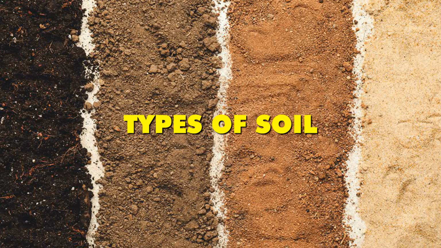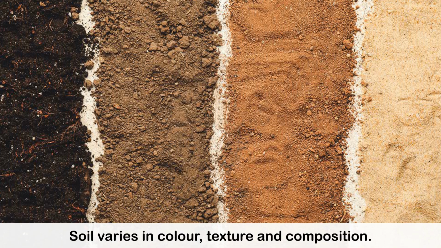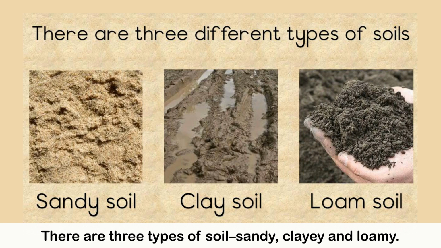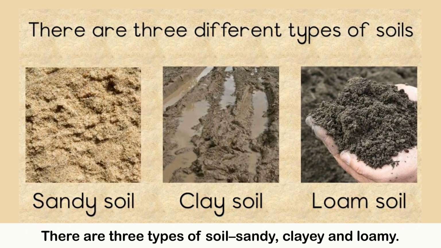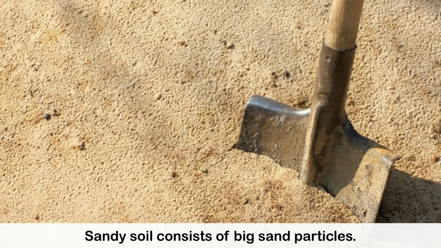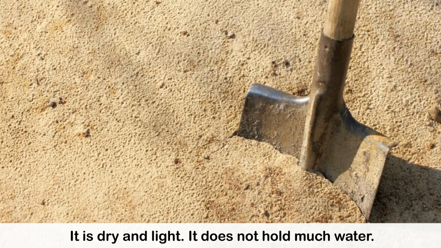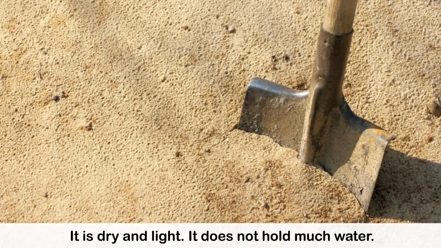Types of soil. Soil varies in color, texture and composition. There are three types of soil: sandy, clayey and loamy. Sandy soil consists of big sand particles. It is dry and light. It does not hold much water.